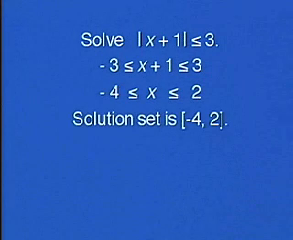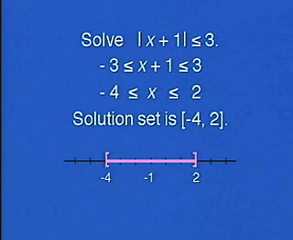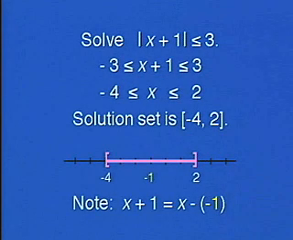In interval notation, remember, our solution set is the interval from negative 4 to 2, and this is a closed interval. Please note that what we're saying here is that x is within 3 units of negative 1. Let's look at this on the number line. X, which can be any number between negative 4 and 2, is within 3 units of negative 1. Remember that x plus 1 is equal to x minus a negative 1.